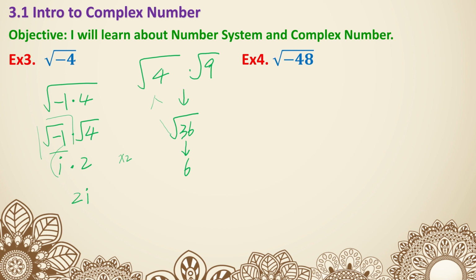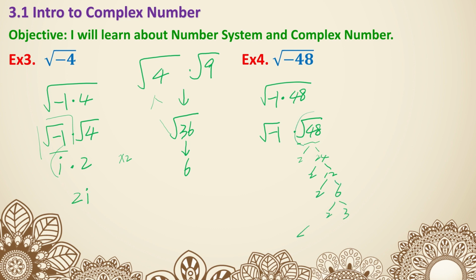Okay, next, square root of -48, which means whenever you see a negative sign, you just treat it as a -1. So technically this is square root of -1 times square root of 48. You all have just learned or just reviewed how to simplify square root of 48. So that is going to be 2, 24, 2, 12, 2, 6, 2, 3. So this simplifies to be 4 square root 3. And then in the front, you still have the i.